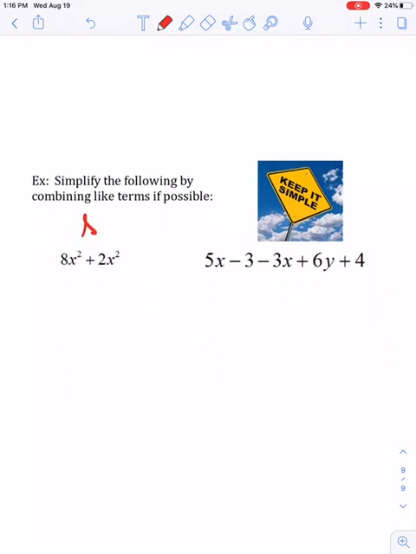All right, why don't you go ahead and try this one and enter your answer into Edpuzzle.